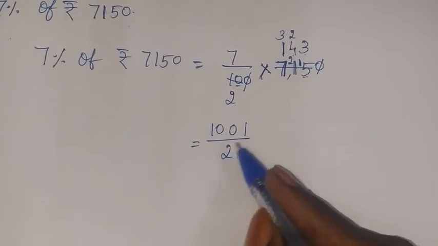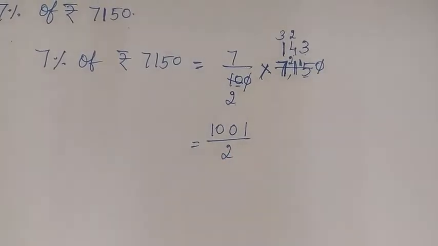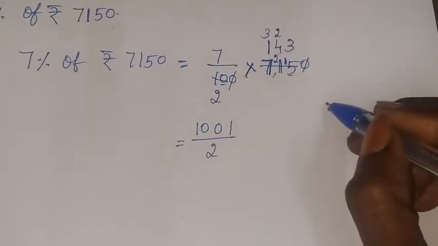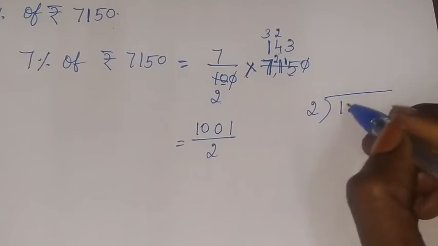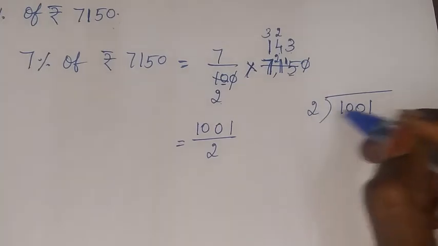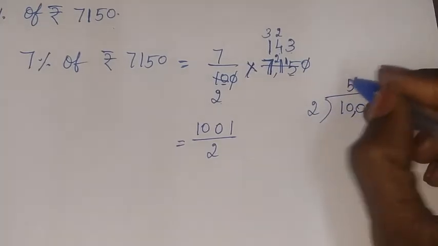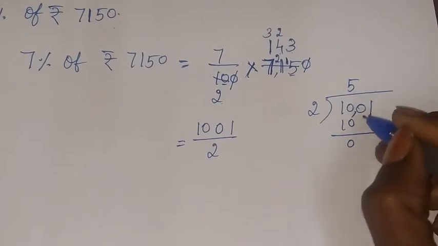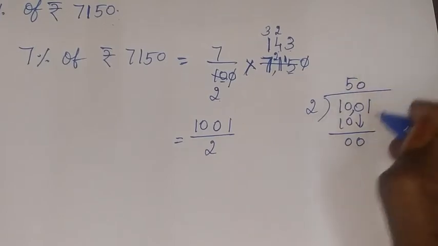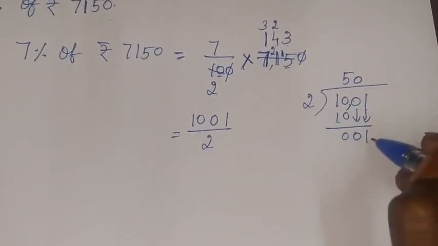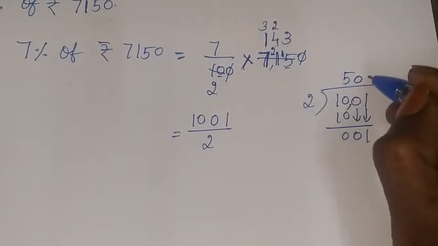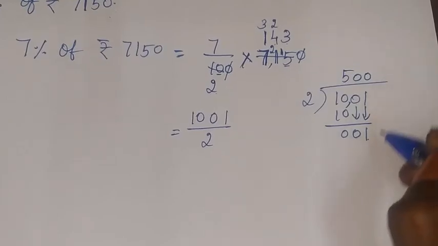Now we can write this as a decimal value or in mixed fraction. As it is rupees, we can divide it and convert it to decimal form. Write 2 outside and 1001 inside. First we have to choose two numbers because one number we can't take, it's less than 2. So choose two numbers. 2 5s are 10. When we subtract, we get 0, bring the next number down, it's 0. We can't choose even 1s, so put a 0 up and then bring the next number. Even for this number we can't choose even 1s, so put another 0.